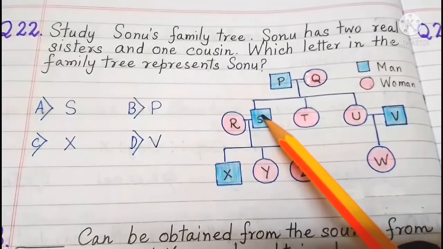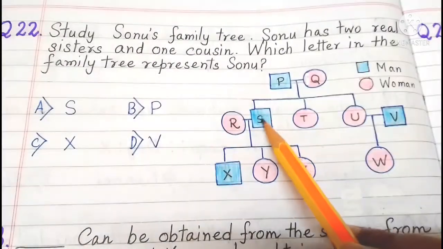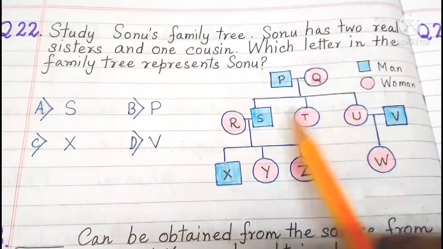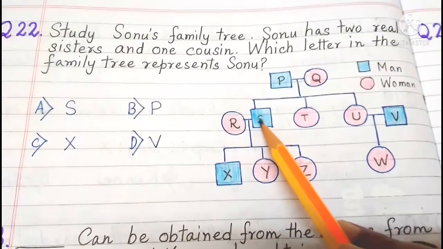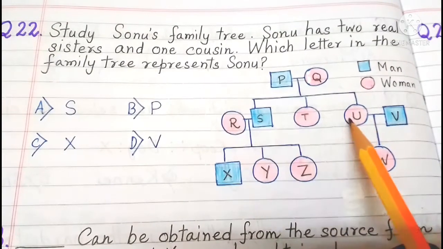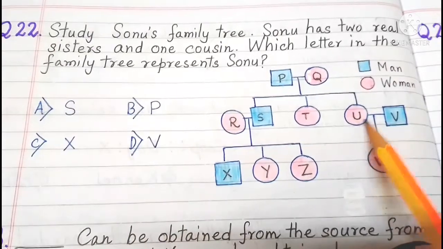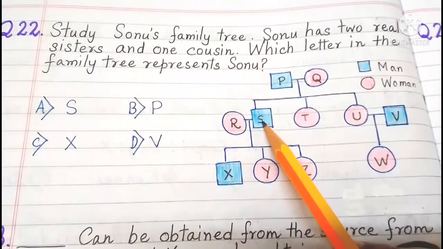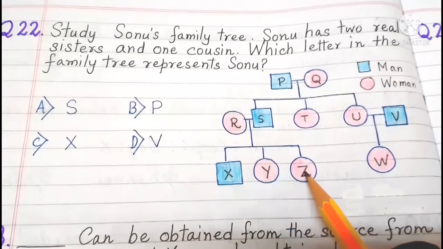Now, these are offspring out of this marriage between P and Q. So they have a son, a daughter, and another daughter. So one son and two daughters, two girls and one boy. So this boy is R, he is married to a female. And this girl is married to V, a male. Out of this marriage, they have a daughter W. And out of this marriage, they have three more children, one male and two females.